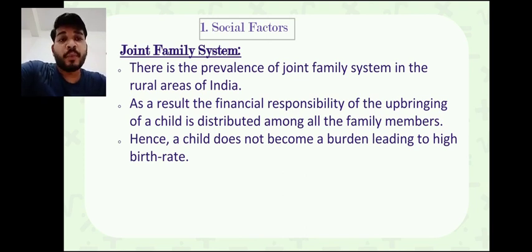So these were the 4 points under the social factors which we have learned today. In the next lecture we are going to learn about the economic factors which lead to a high birth rate. I hope you are clear with all the 4 points.